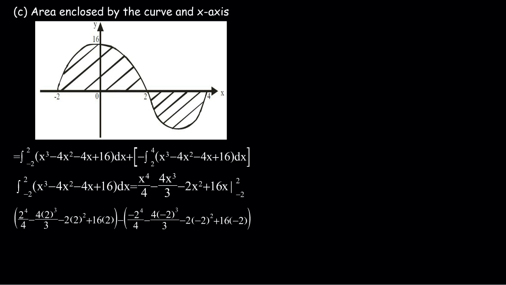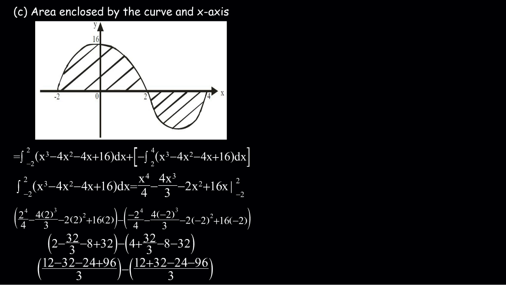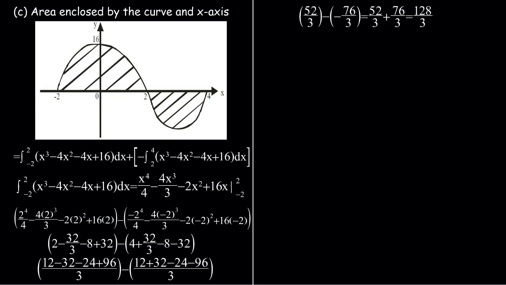Now simplifying both brackets, it becomes 2 minus 32 divided by 3 minus 8 plus 32, in bracket, minus in bracket 4 plus 32 divided by 3 minus 8 minus 32. Simplifying both fractions in both brackets, it becomes 12 minus 32 minus 24 plus 96 divided by 3, minus in bracket 12 plus 32 minus 24 minus 96 divided by 3. Both brackets simplify to 52 divided by 3, in bracket, minus 76 divided by 3. The minus will multiply itself to become positive, so it will be equal to 52 divided by 3 plus 76 divided by 3, which is equal to 128 divided by 3.